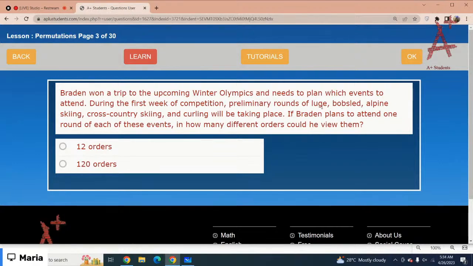Preliminary rounds of luge, bobsled, alpine skiing, cross country skiing, and curling: one, two, three, four, five. The five competitions. Got it? So 5 factorial equals 5 times 4 times 3 times 2 times 1. Got it? And 5 factorial equals 120. So it would be 120 orders.